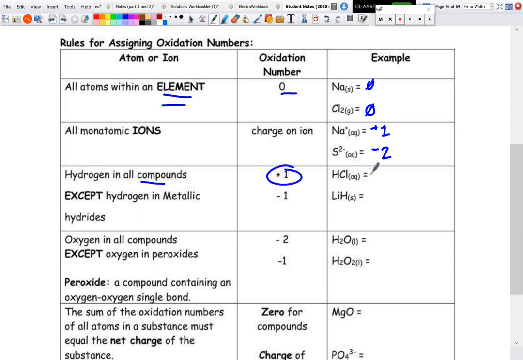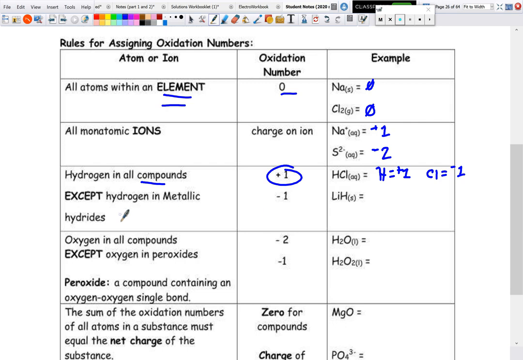positive 1. So for example, in HCl, because chlorine is going to be more electronegative, chlorine gets its charge, but hydrogen equals a positive 1. And then of course chlorine, these are two monatomic ions, is also going to equal negative 1.